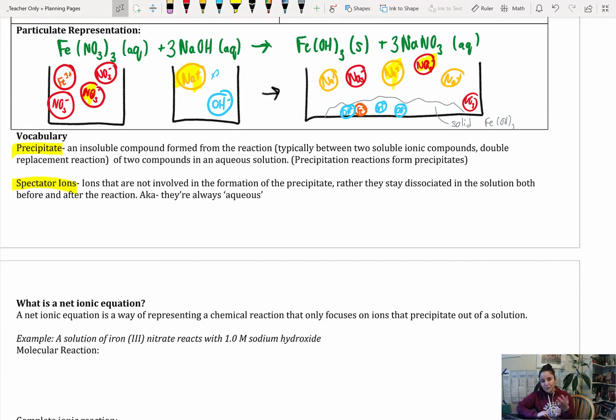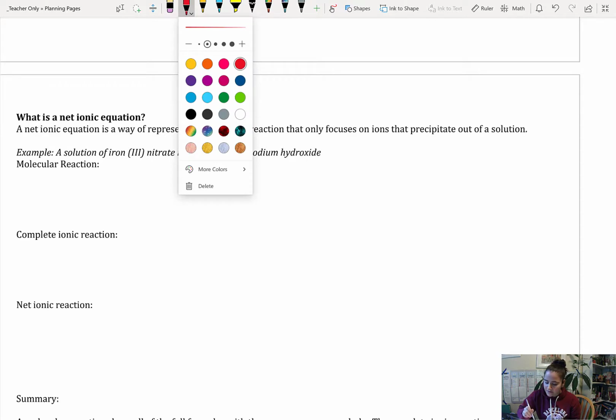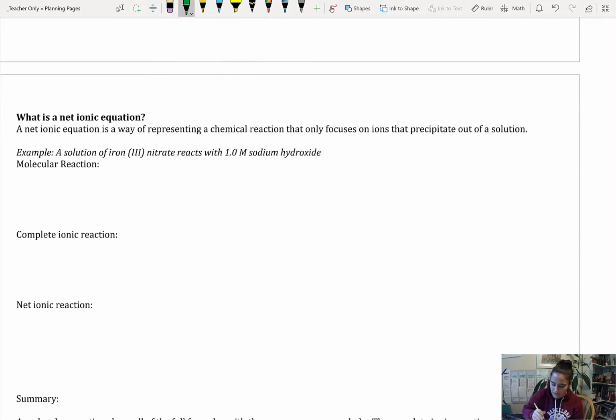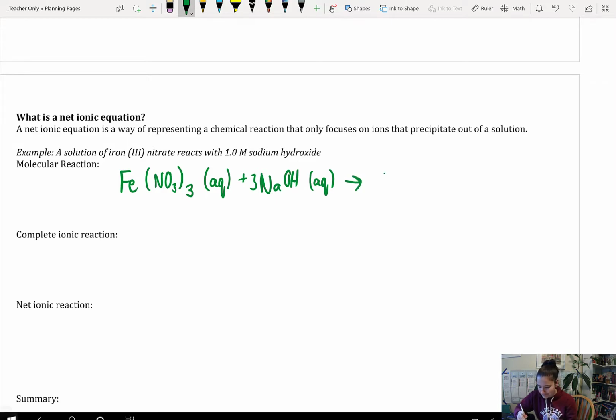So for reactions like this, precipitation reactions, we will write things like net ionic reactions, okay? So let's go ahead and see what the net ionic reaction looks like for the reaction we just saw. So we have the molecular reaction, okay? That shows all of the compounds written together. Now, are they technically molecules? No, but for some reason we still call them the molecular reaction.